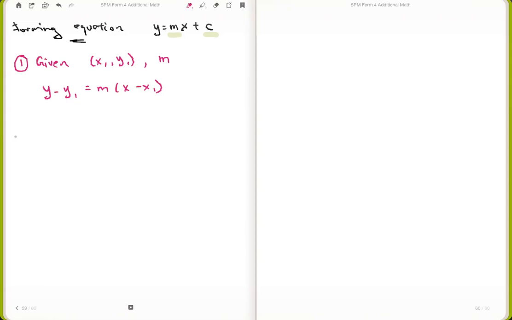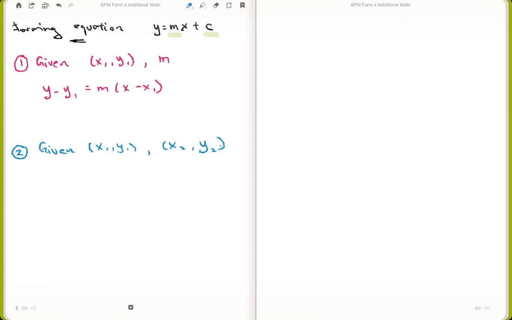Right? So next, maybe I use another color to make it interesting. Second method, you were given 2 coordinates only, x1, y1 and x2, y2. You need to familiarize with unknown now.